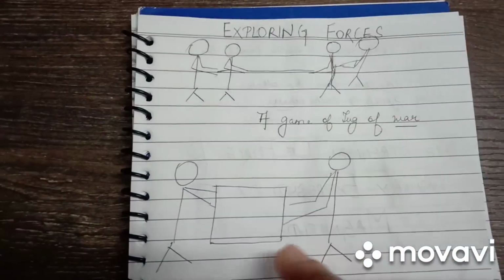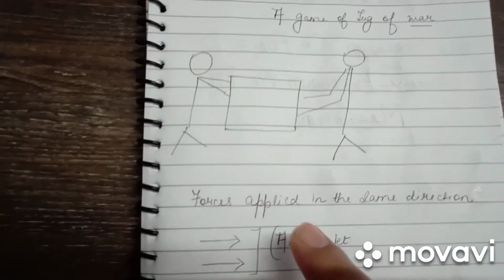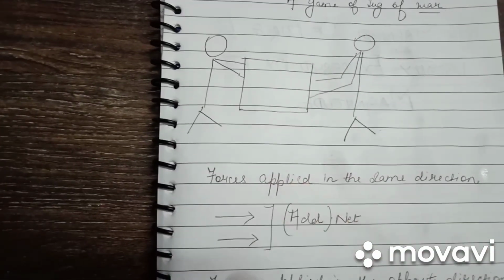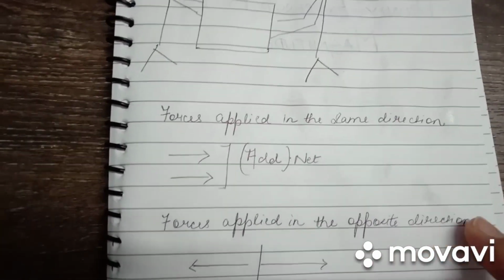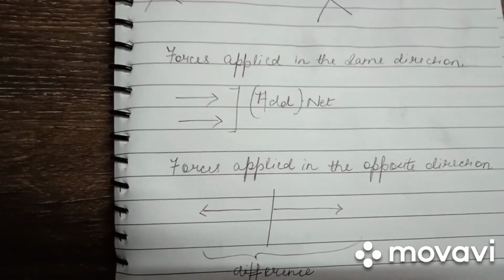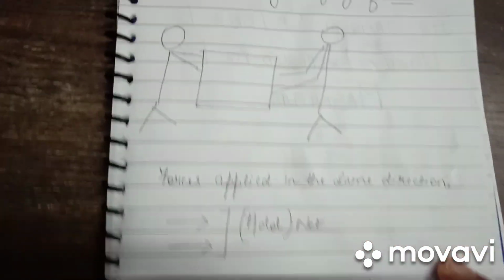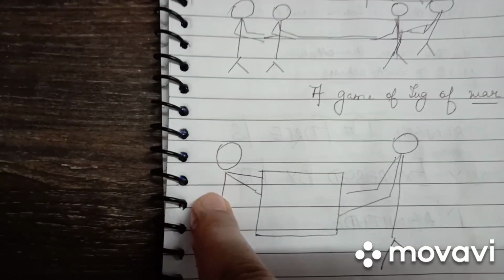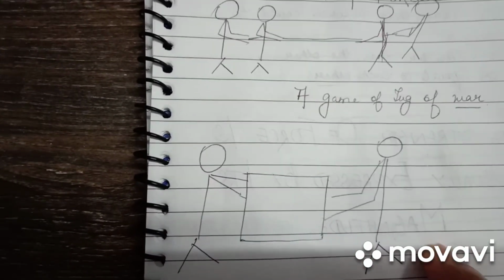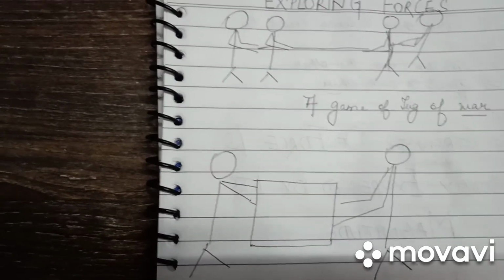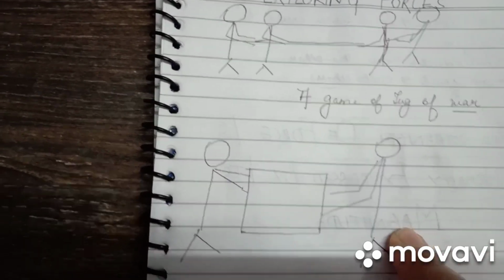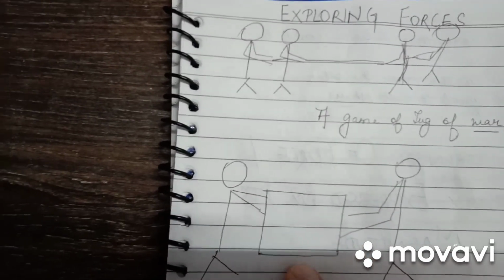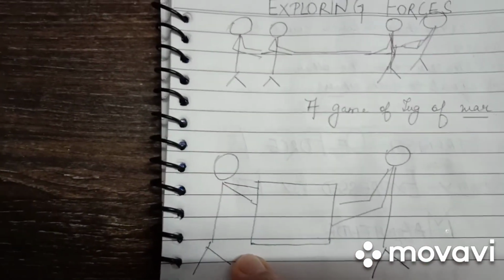From both these examples, we can consider that the forces applied in the same direction result in addition and forces applied in the opposite direction result in the difference of the force. Therefore, when this man was trying to apply force from this side, the box came into motion due to collective effort. But when this man tried to apply force from the opposite direction, the box did not come into motion because the forces got cancelled.